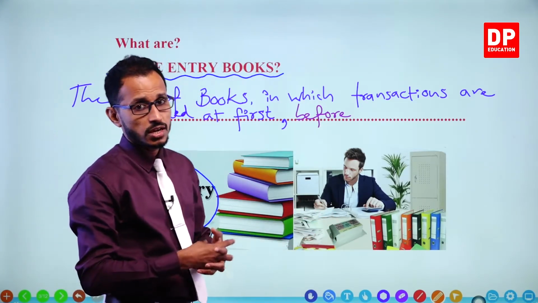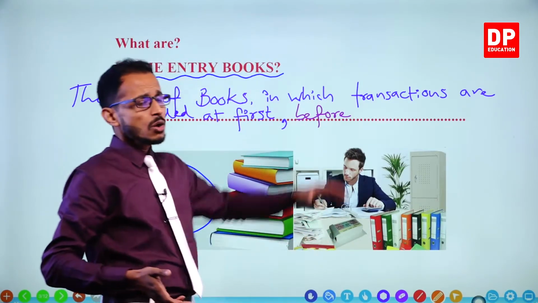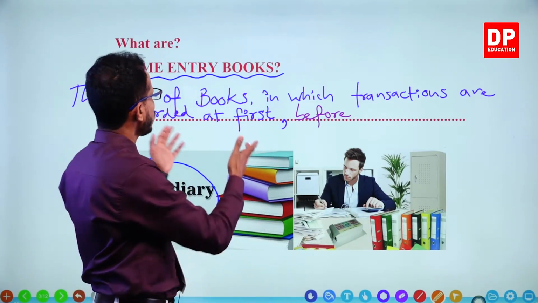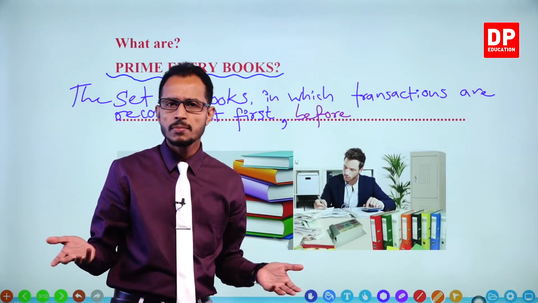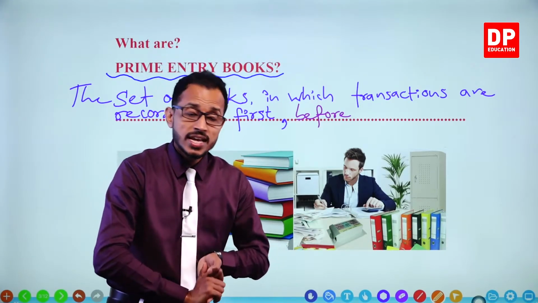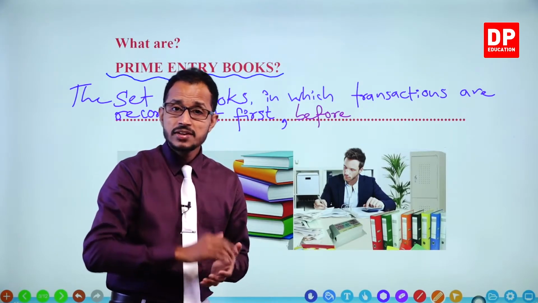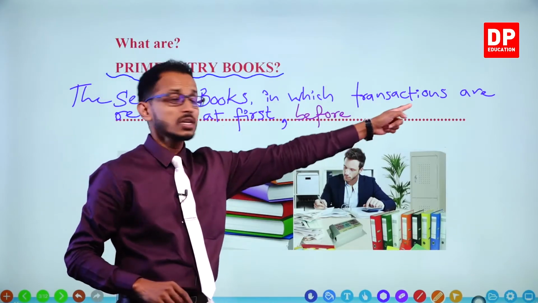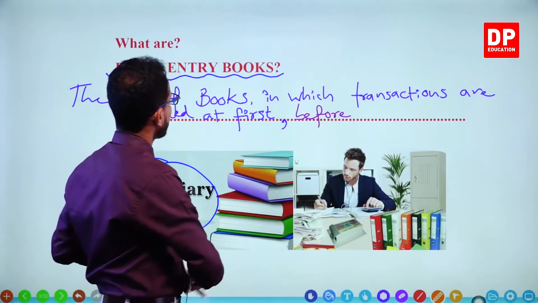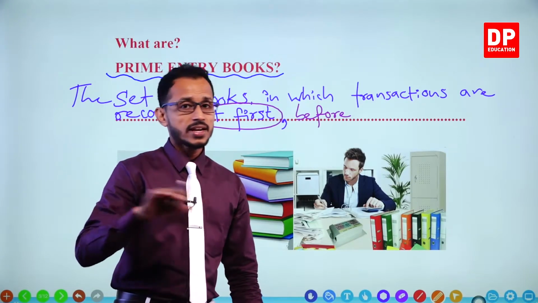We did a lot of ledger accounts. So when transactions are recorded in ledger accounts, what is the need of prime entry books? What are these books? What do we use them for? Children, get this into your heads right now. Prime entry books are the set of books in which transactions are recorded at first. Get this, at first. Make it clear right now.